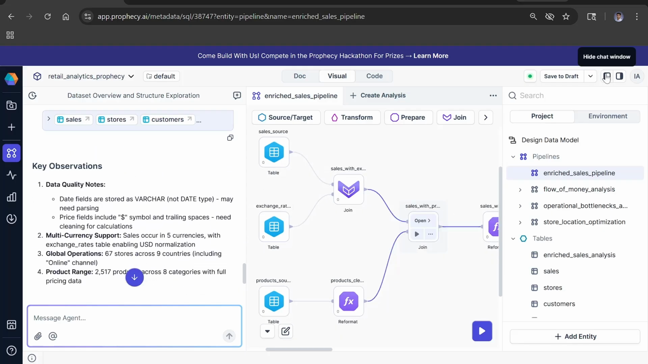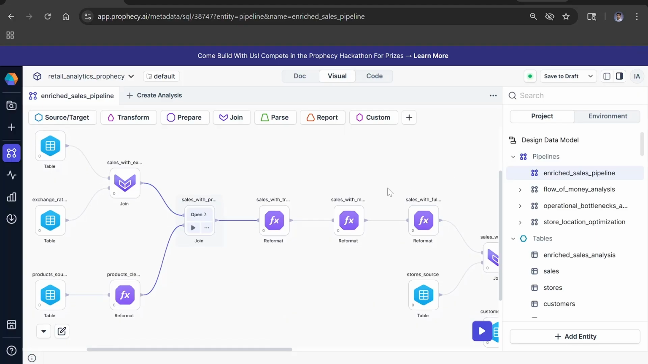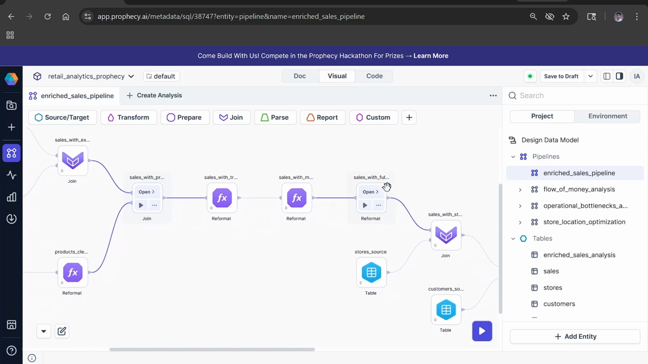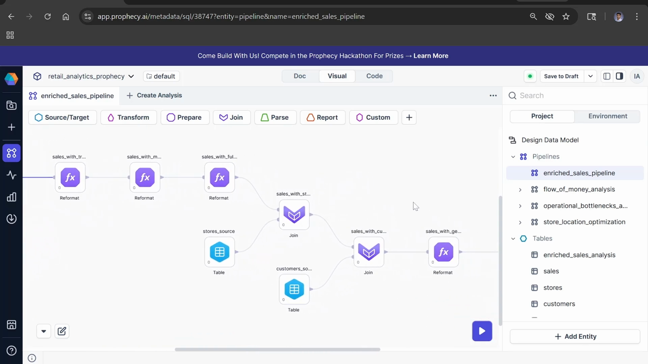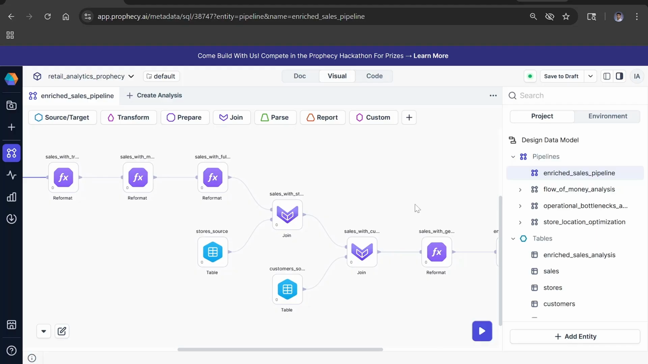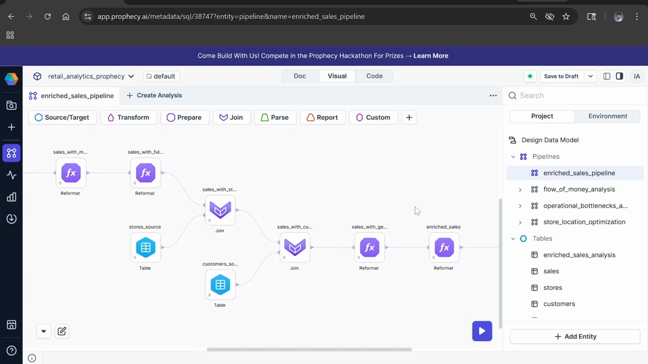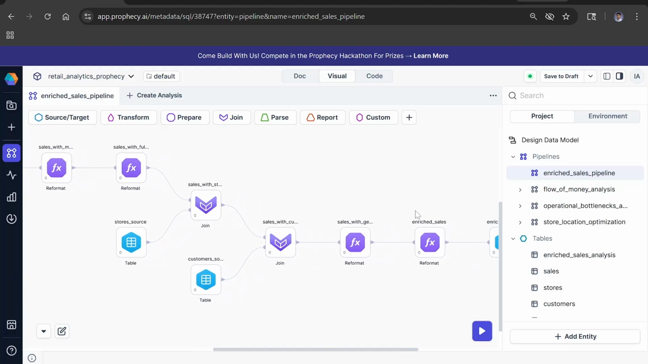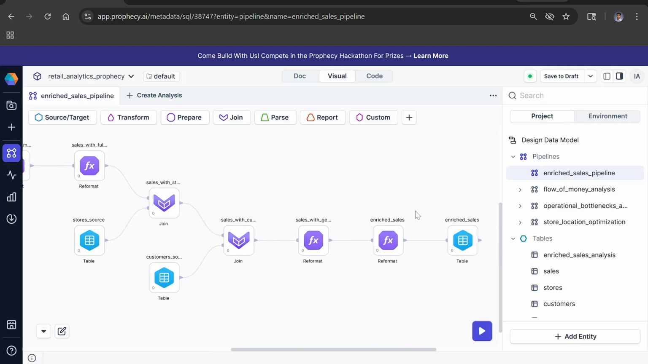From there, I asked the AI agent to build a pipeline for data cleaning and feature engineering. I instructed the agent to join some tables and do some data transformation like currency conversion, creating a new metric called delivery days, calculating store efficiency, and segmenting customers into various categories like Gen Z, millennials, boomers. Then it created a new unified table for analysis called enriched sales.